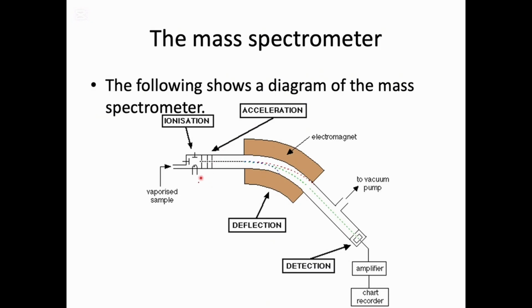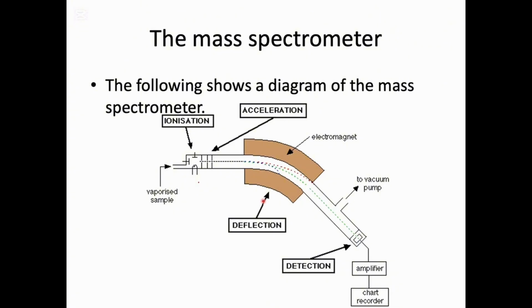The next step is your acceleration step. The positive ions that you produce in your first step are now accelerated or pushed forward into your machine using electrically charged plates. These plates are negatively charged, so these negatively charged plates are attracting your positively charged ions. This is going to cause your different ions to move faster towards your system.